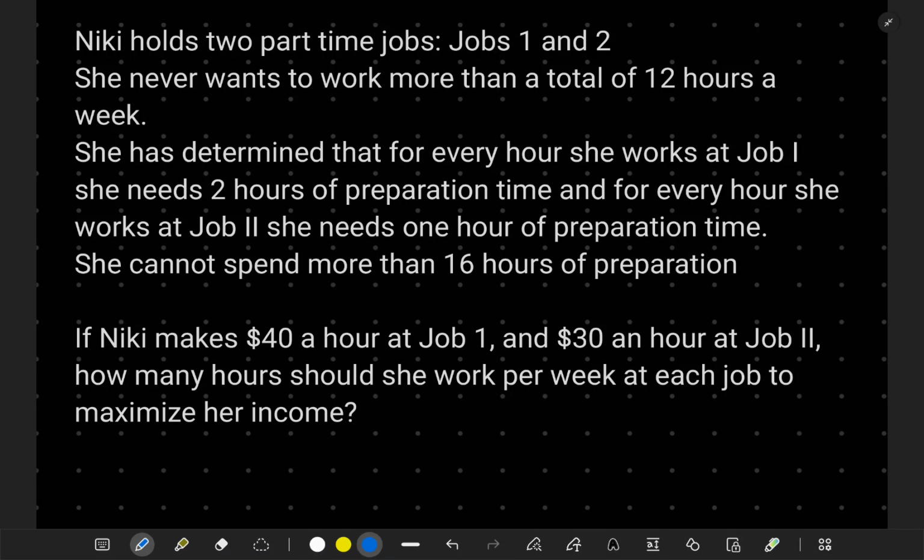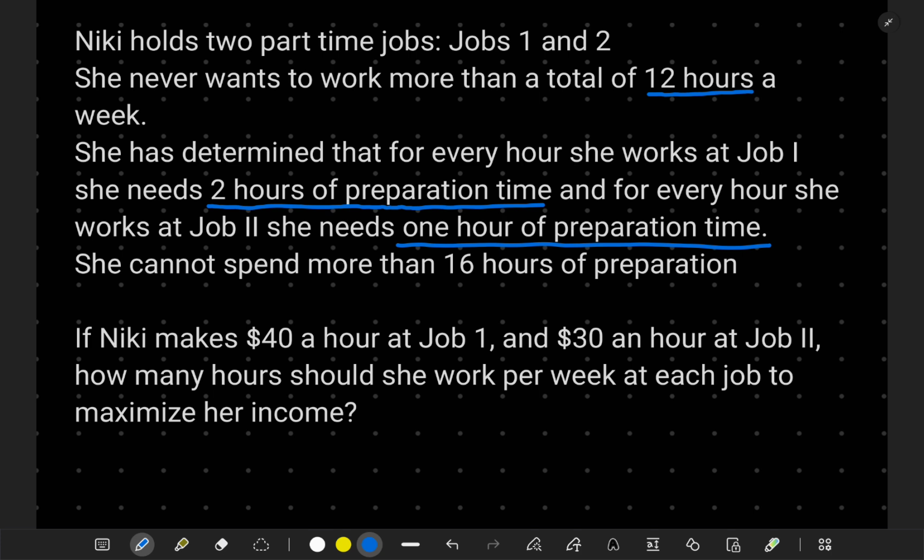She never wants to work more than a total of 12 hours a week. So she doesn't want to work more than 12. She can work 1, she can work 10. It doesn't matter, just as long as she reaches that 12, she's fine. She has determined that for every hour she works at job 1, she needs 2 hours of prep time. And for the other one, she only needs 1 hour.